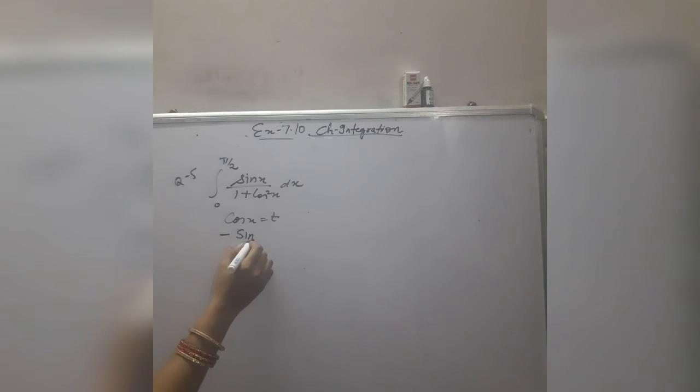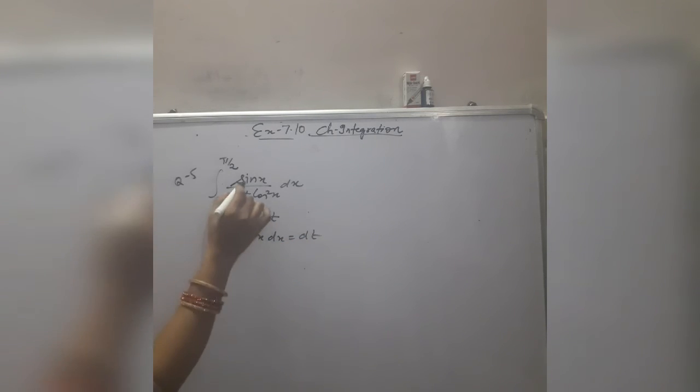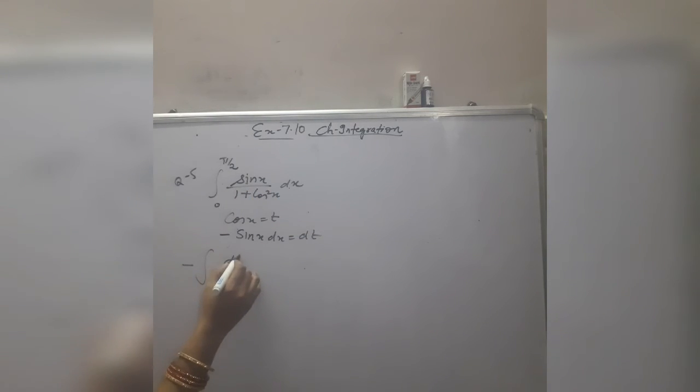If you put cos x is equal to t, then taking the derivative on both sides, the derivative of cos x is minus sin x into dx, and this is equal to dt. So in place of sin x and dx, write down minus dt. In place of cos x, write down t, it becomes 1 plus t square.